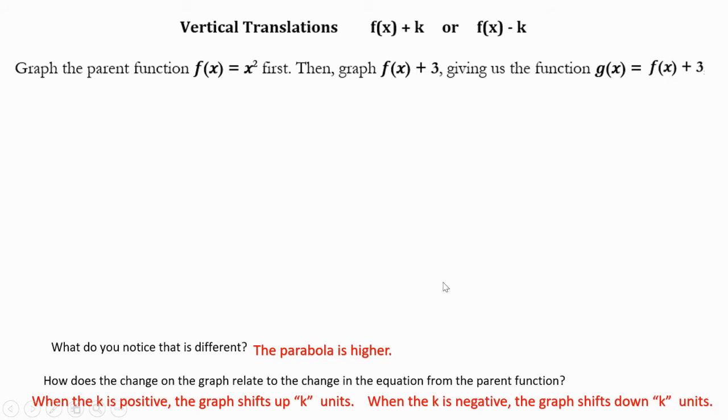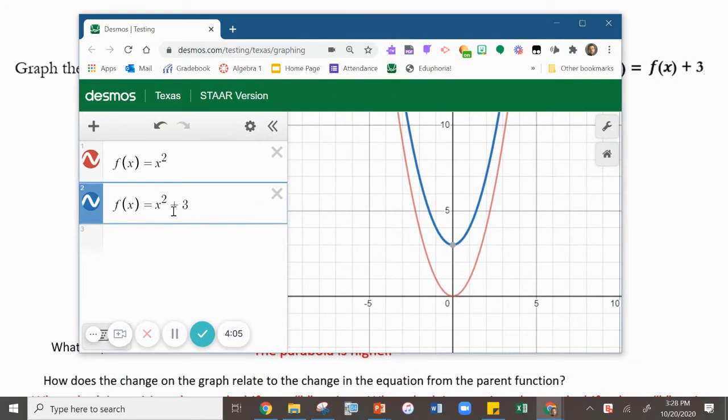All right, good. Now we could also say that if k is negative, it would make it shift down that many units. Let's check that to be sure. Here I've got a plus k.